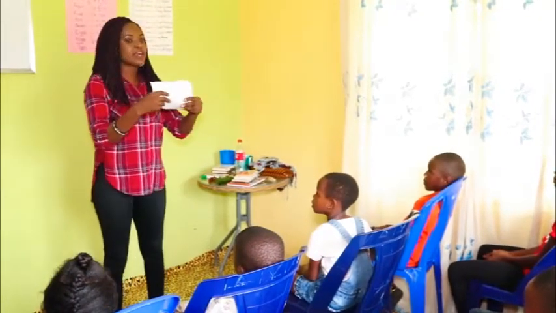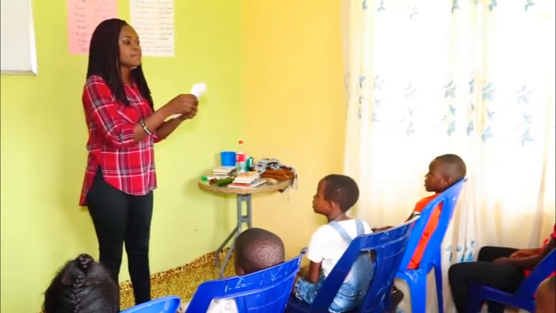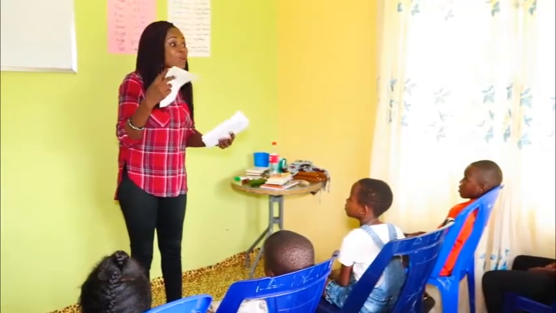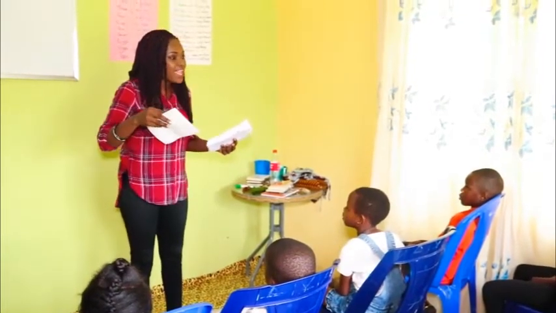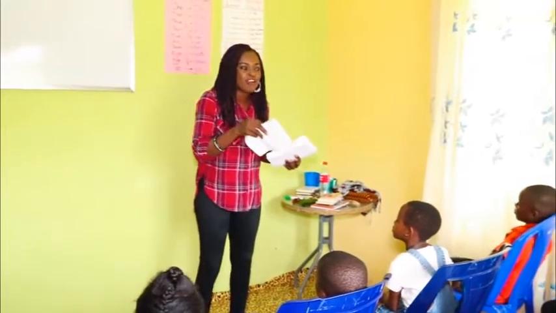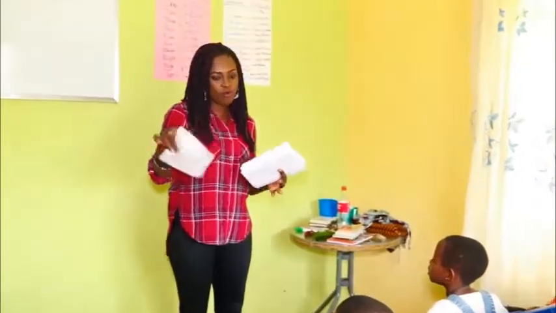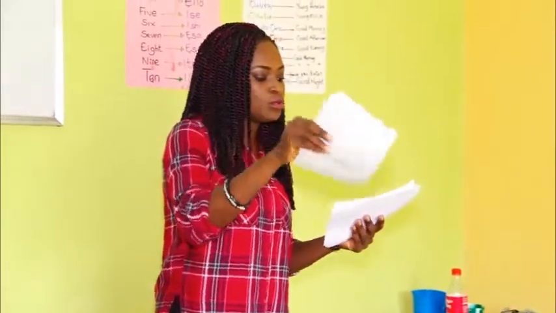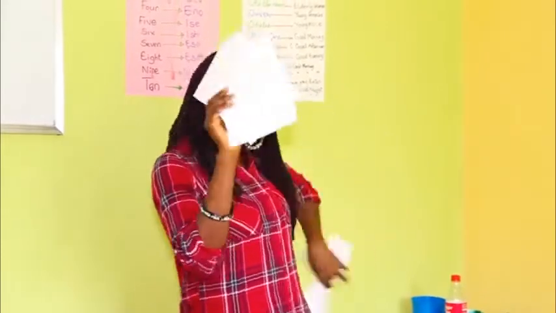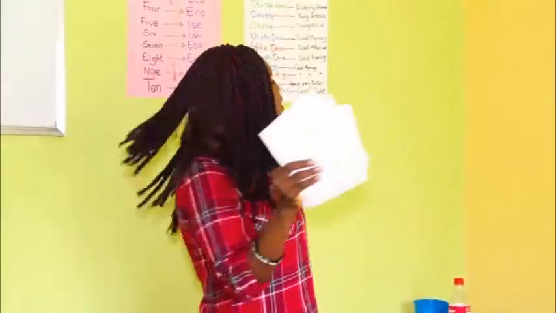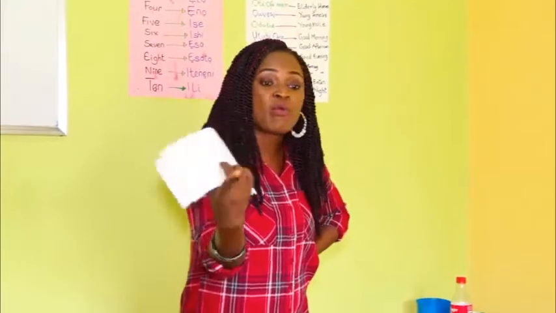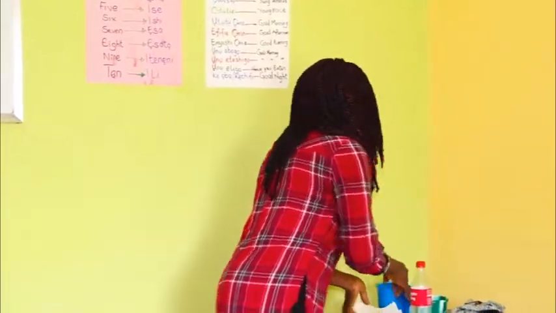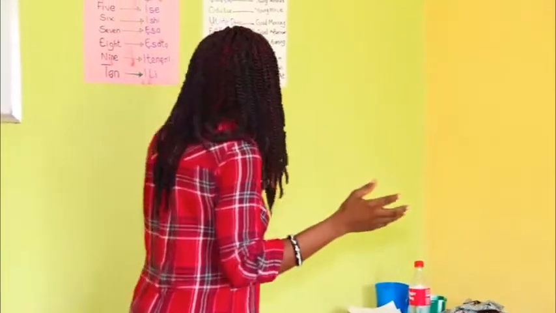These are what? Papers. Piece of paper in Ukwuani is called ibe ekukwo. Now I have how many? One, two, three, four. Four in Ukwuani language is eno. Ibe ekukwo eno. Four pieces of paper. Good. So that's how it goes on and on.